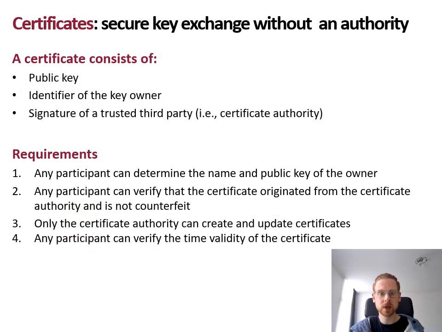And this brings us to the fourth and last method of exchanging public keys, namely certificates. And certificates get rid of the requirement of having to contact a central authority to obtain a public key. Instead, the central authority is only responsible for creating the certificates, which afterwards can be freely exchanged to exchange public keys. So a certificate consists of several types of information. It contains a public key, the identifier of the owner of the key, and a signature of the trusted third party, in other words, the certificate authority.